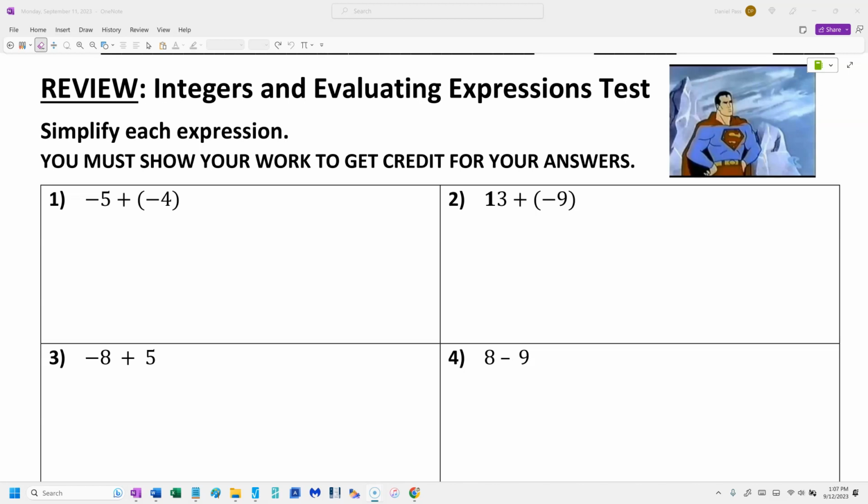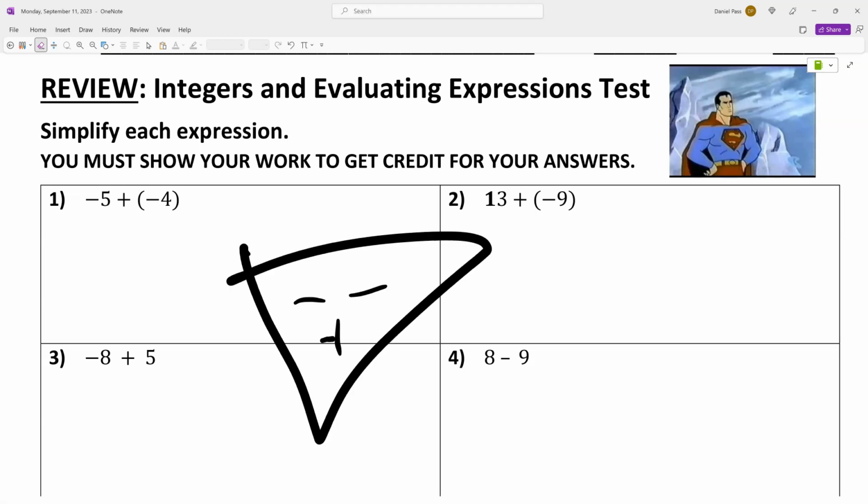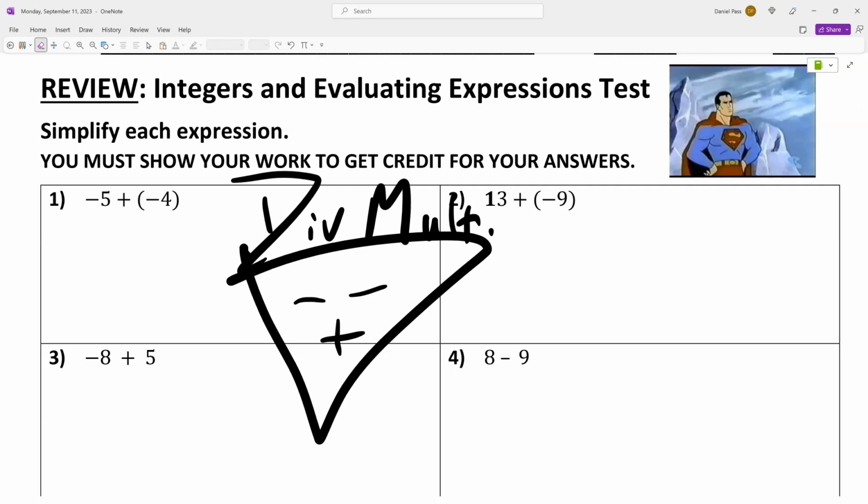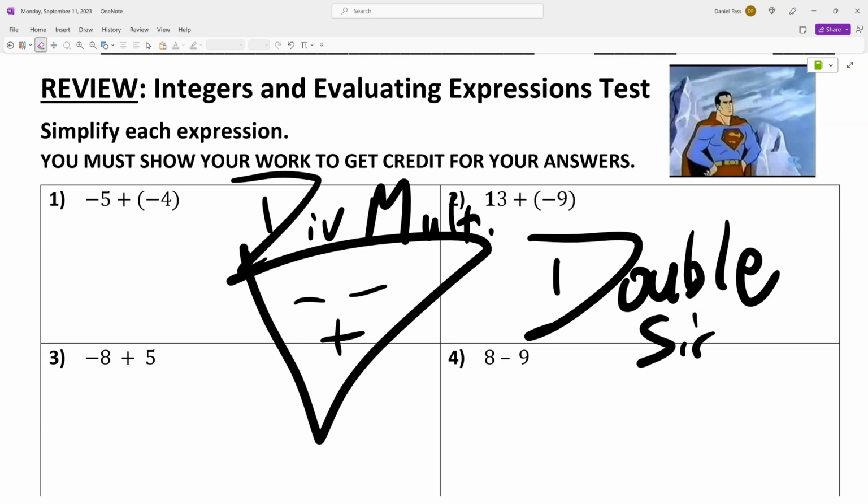Our first review, I'm going to do a super quick little review of our stuff. So the first thing we learned was this. We all know this person. It is Dorito Man. Now, D and M stand for the operations we use. And what are the operations? Division and multiplication. So you don't use Dorito Man for everything. You use it for division, multiplication, and also double signs. Am I right? So those three things are what you use Dorito Man for.